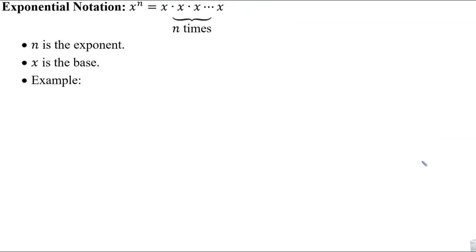Now, let's begin by reviewing exponential notation. When I say x to the nth power, what that means is that I'm going to take the x and multiply it by itself n times. So x to the n means x times itself n times. Now, vocab for that notation, we'd say that n is the exponent and x is the base.